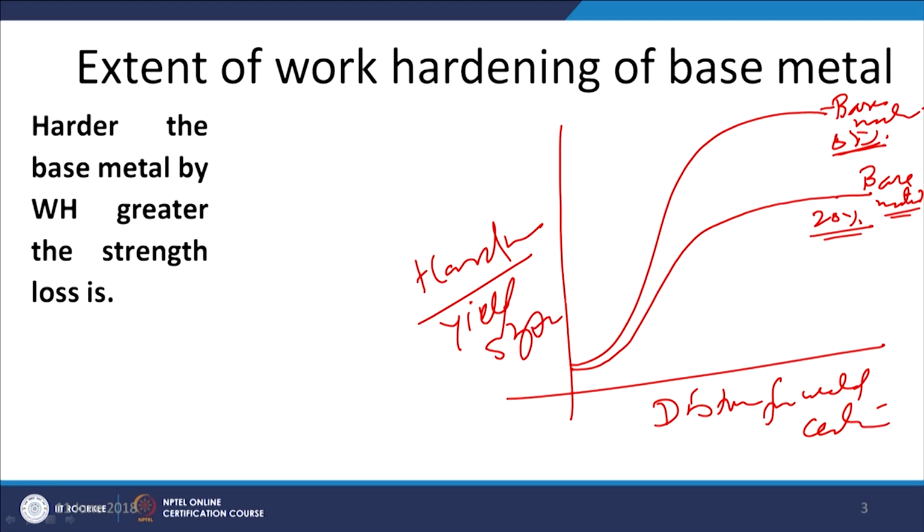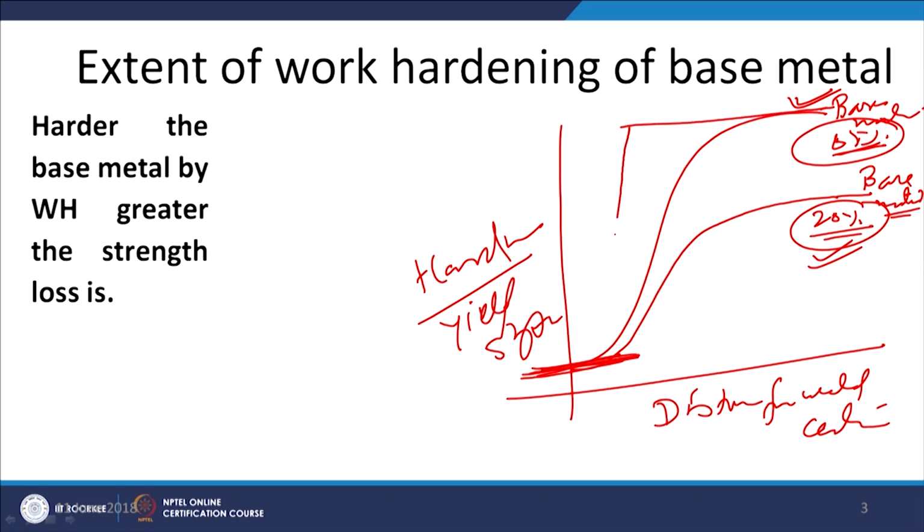Both the metals have approximately similar hardness and yield strength in the weld zone or next to the fusion boundary. While if we see the base metal, the one subjected to 80% reduction has much higher yield strength as compared to the one subjected to 20% reduction. So we notice that the weld metal hardness, or the hardness of the metal next to the fusion boundary, in both cases is almost the same.